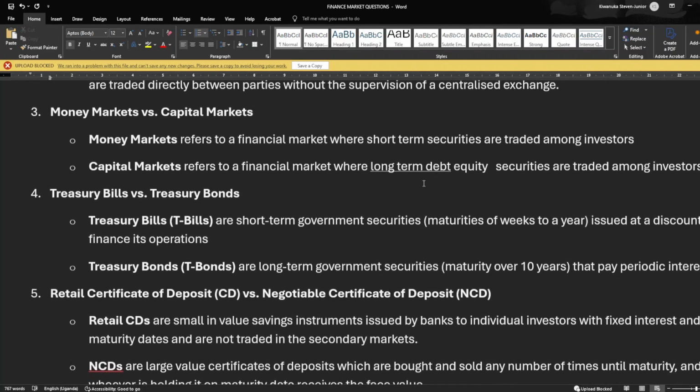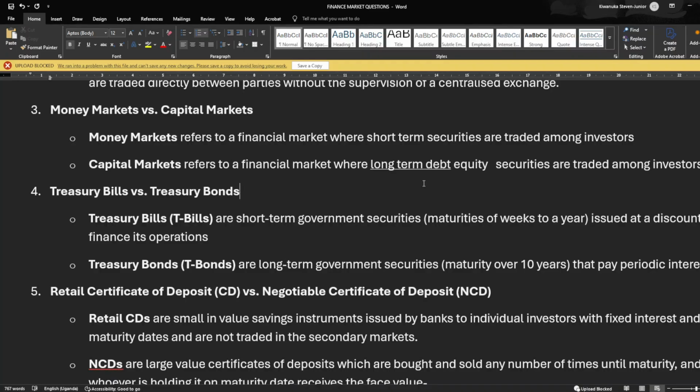Then treasury bills versus treasury bonds. What is a treasury bill? These are also known as T-bills. We have T-bills and T-bonds. Treasury bills are short-term government securities, with maturities of weeks to a year, 365 days, issued at a discount to finance its operations. So whenever a government wants to finance its operations, it will sell or issue out treasury bills.